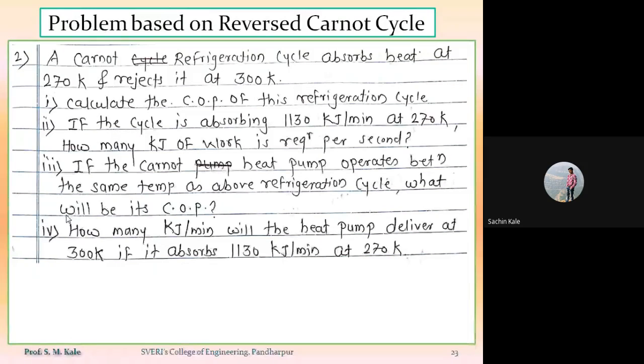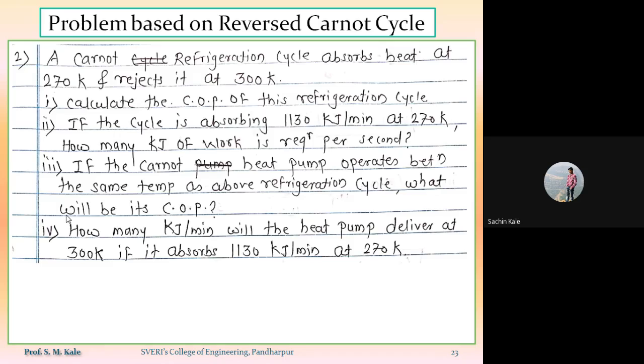Okay. Now what did you understand from this problem? Here 4 subparts are there. The first basic line is that there is one Carnot refrigeration cycle which is absorbing heat at 270 Kelvin and the same refrigeration cycle is rejecting that heat at 300 Kelvin. So they have mentioned two temperature limits, 270 and 300 Kelvin. Heat absorption is taking place at 270 Kelvin, heat rejection at 300 Kelvin.